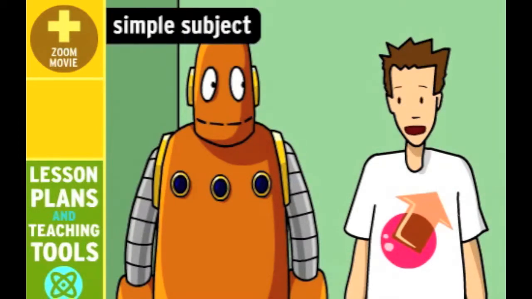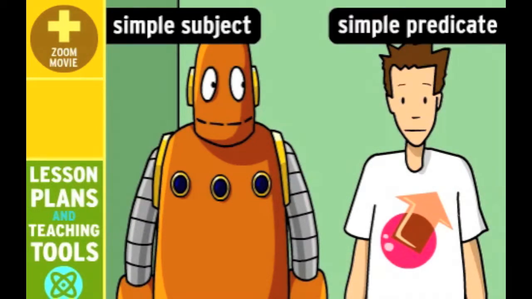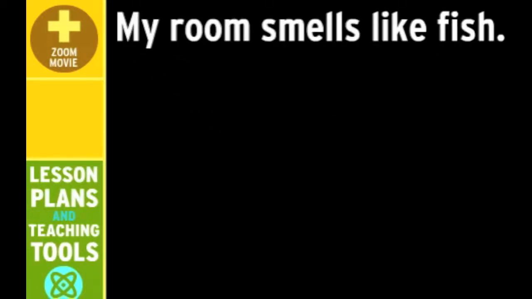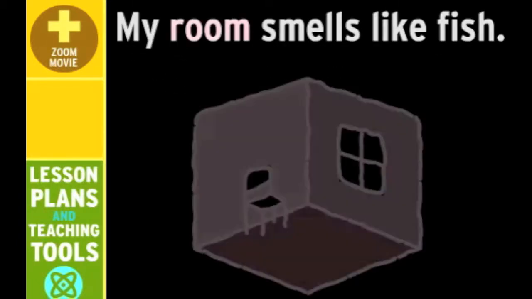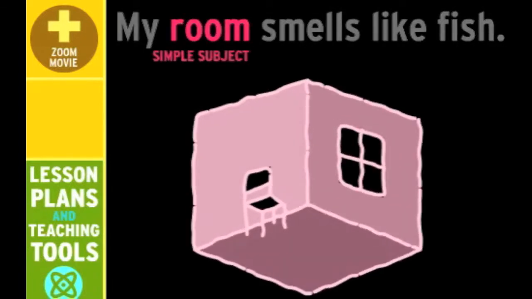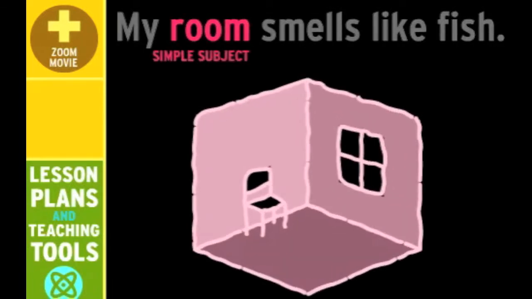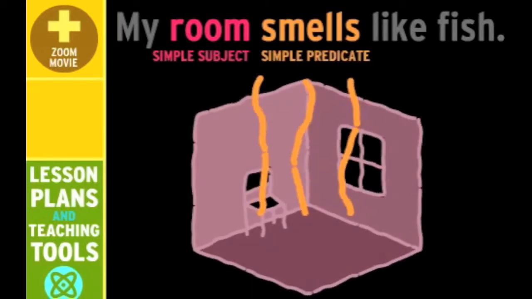Well, the simple subject and simple predicate are found within the subject and predicate, respectively. The simple subject is usually just a noun or a pronoun. In this case, it's room. Not my room, just room. The simple predicate is the verb. In this sentence, our verb is smells.